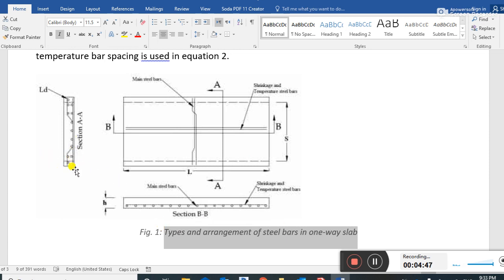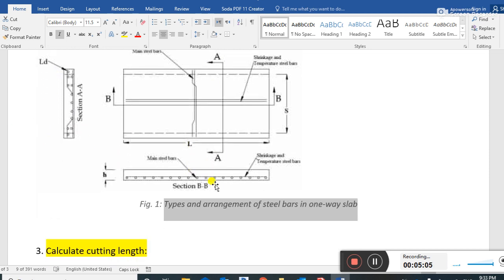Guys, this is the section of the slab. We have cut section AA. From here we cut and see this direction, something like this. This is LD, the development length. Guys, this is section BB. We cut this slab from here and see this direction, all this portion. These are the main steel bars and the distribution steel bars.